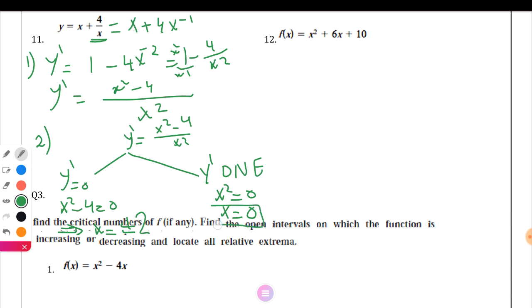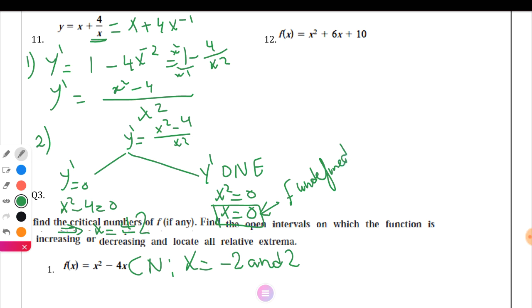The critical numbers in this case are +2 and -2. 0 is not a critical number because the function is undefined at it. So here the critical numbers are x equals -2 and 2. I take all of the critical numbers such that the function is defined at them. Okay? In this case, I have two critical numbers.